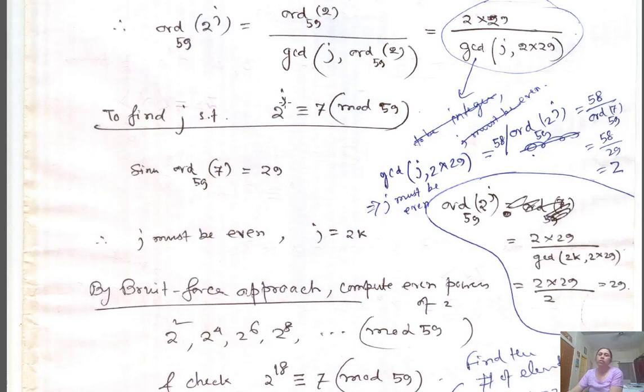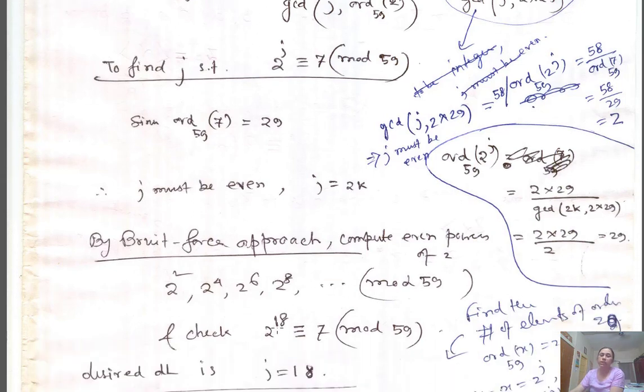Okay, so exhaustively I will search only for j equal to even. So 2 squared, then 2 to the power 4, 2 to the power 6, 2 to the power 8, like that, modulo 59. And I check which one gives me 7. Okay, so it is giving j equal to 80.